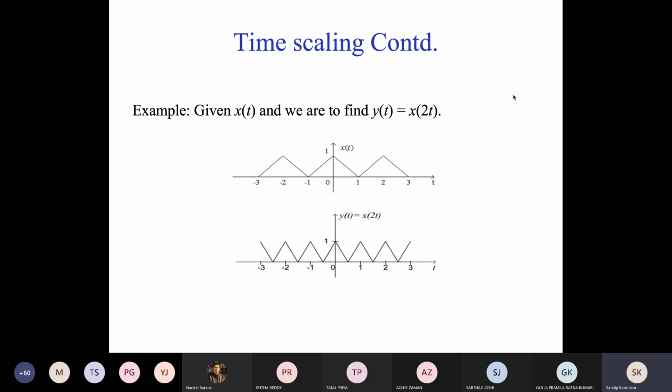and we are going to find y(t) equal to x(2t). What will happen is the wave will shrink by a factor of two, and the period will be halved. The period of x(t) is 2, while the period of y(t) is 1.